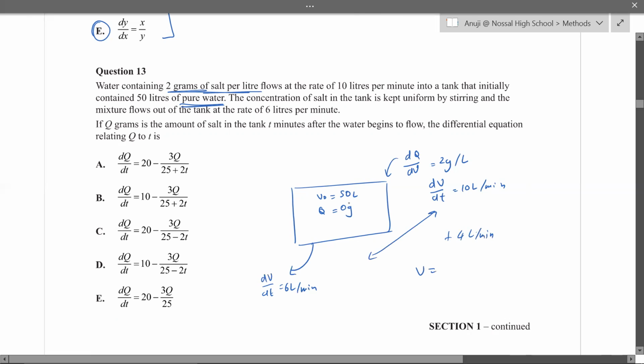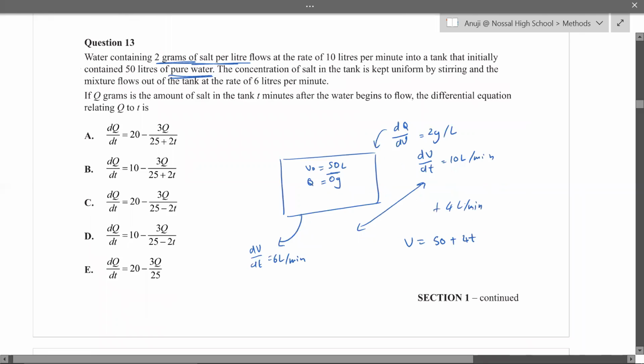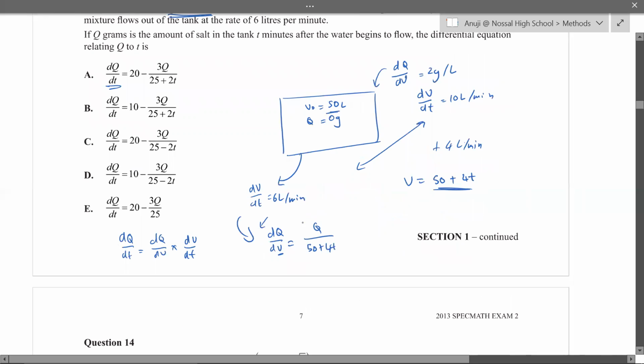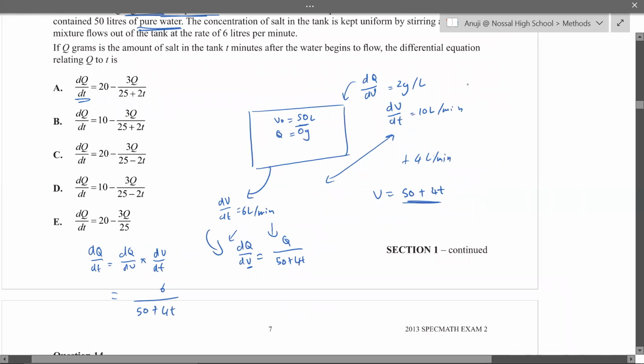So the volume here is equal to 50 plus 4t, where t is how many minutes. And it's asking for dQ/dt. For this side, dQ/dV is just Q on V, which is Q on 50 plus 4t. Combining these two, dQ/dt is dQ/dV times dV/dt. So you just multiply these two and you get 6Q on 50 plus 4t. To get dQ/dt in, you do the same thing. So it's just 2 times 10, which is 20.